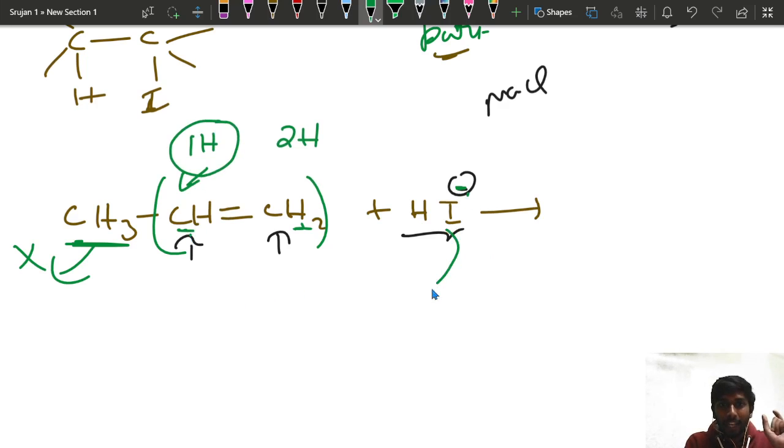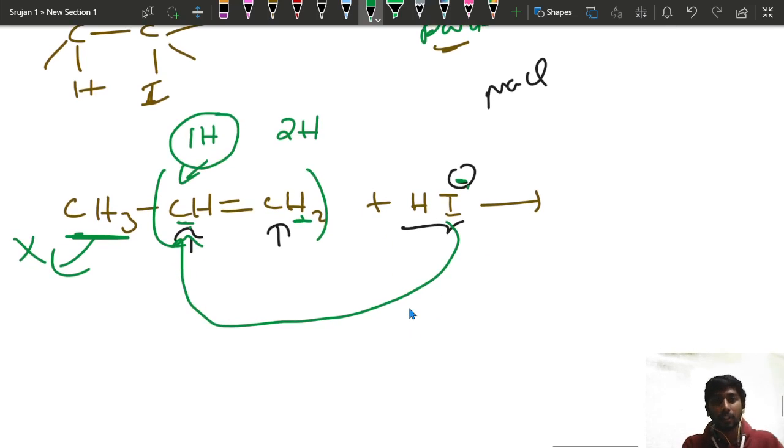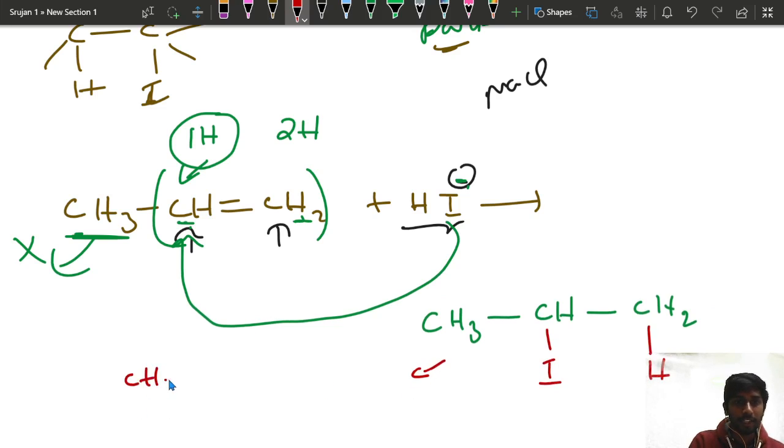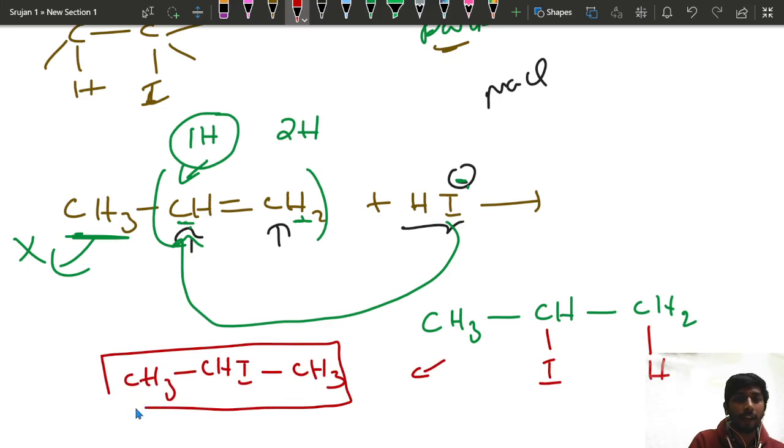This iodine attacks on this carbon atom. This iodine attacks on this carbon atom. Hence, you are getting the CH3 CH single bond CH. Where is it attacking? This is attacking on the iodide, and you are getting the hydrogen. So write this molecule neatly: CH3 CH iodide and CH3. Fine. So this is how you are getting the final product.